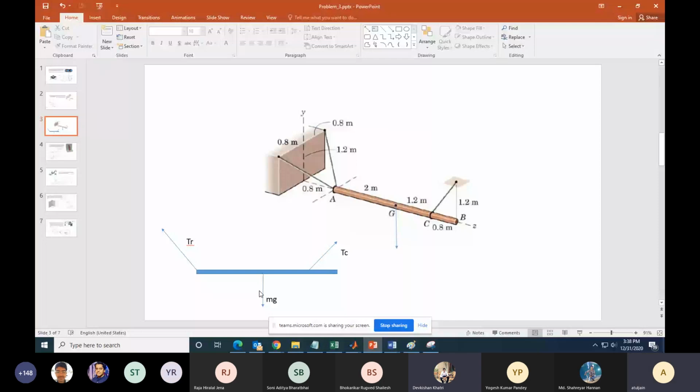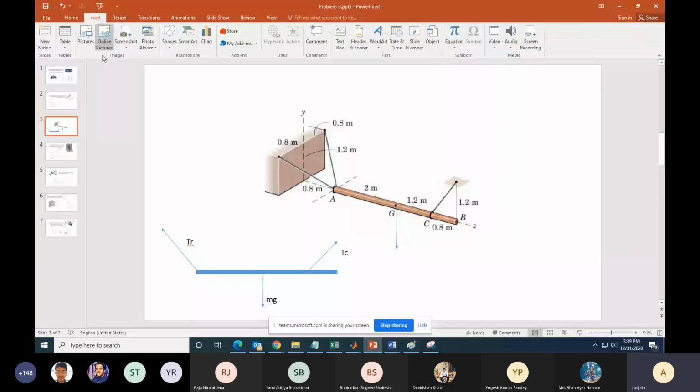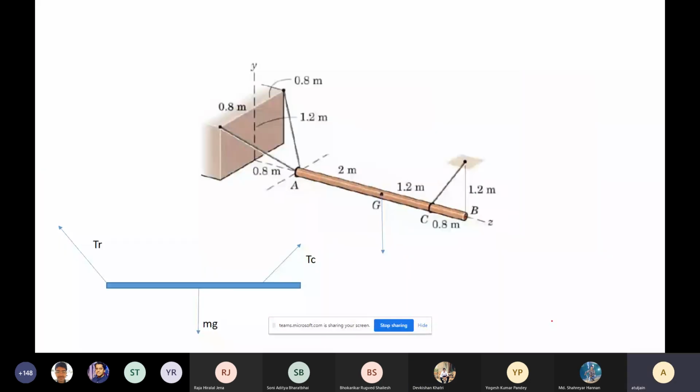But the problem is this length is 0.8, this length is 1.2, which is the same as this. This is 0.18, and so I am saying that this is 0.18, this is 0.12. Similarly, this is 0.12, this is 0.18. Okay, but this is 0.2, this is not equal to 1.2.